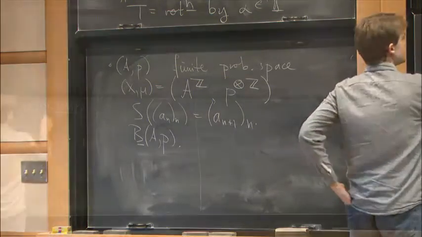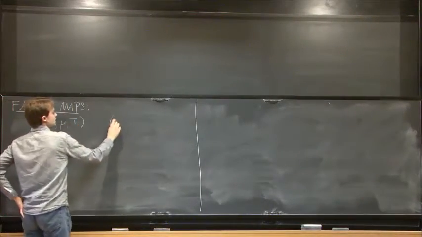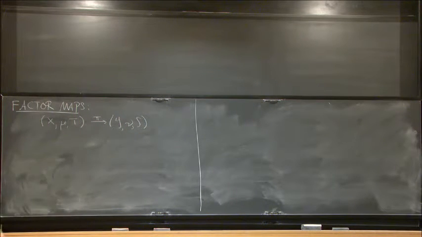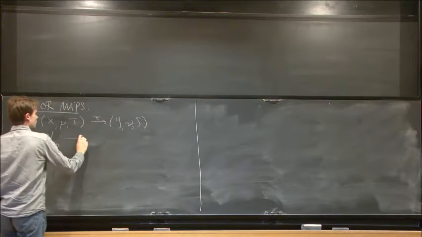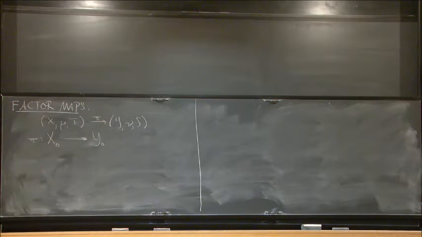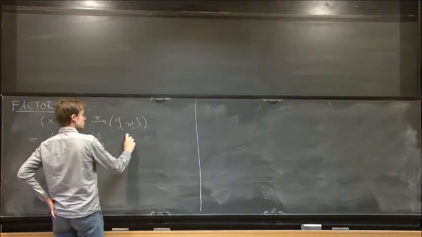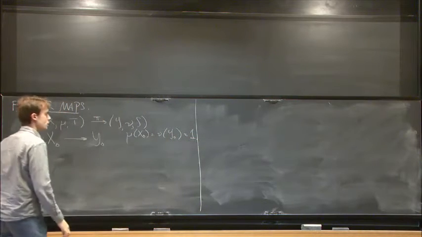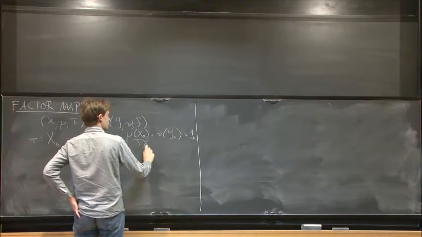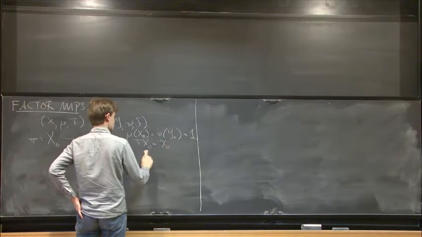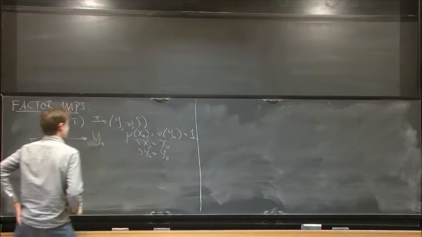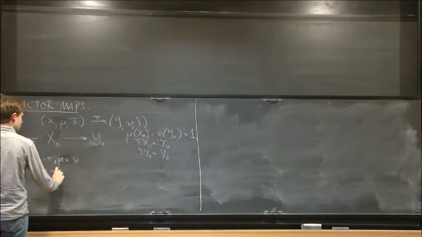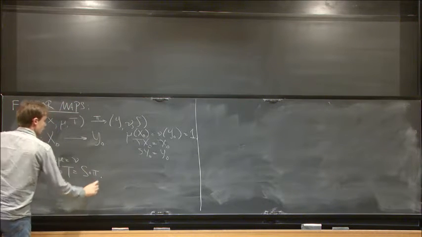So given two of these systems, (X, mu, T) and (Y, nu, S), a factor map pi from the first to the second is a map not necessarily defined on the whole of X, but defined on a full measure subset of X, and taking values in a full measure subset of Y, where these subsets are invariant under the dynamics, and such that pi pushes the measure upstairs to the measure downstairs and converts the dynamics upstairs to the dynamics downstairs.